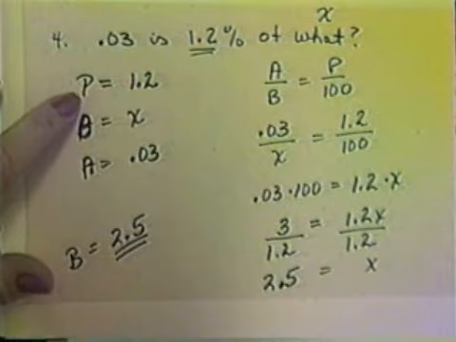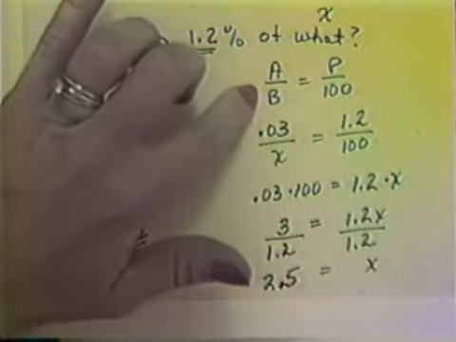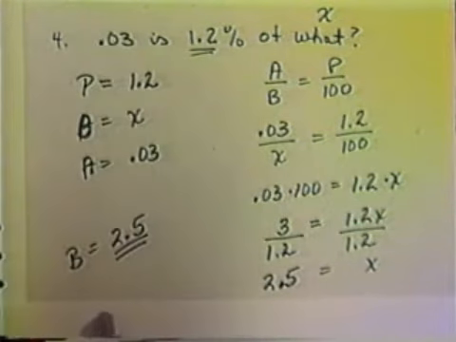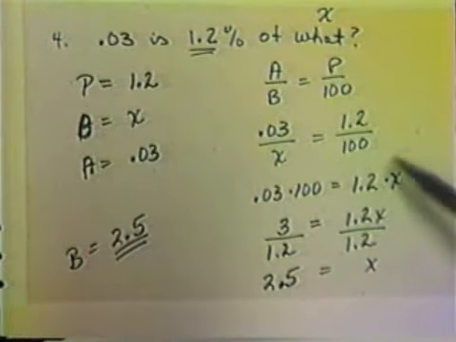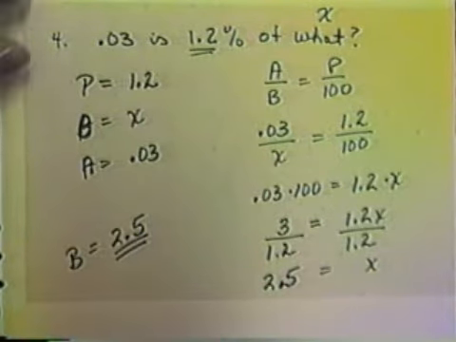Again, identify your percent, your base, and your amount. Substitute it into your formula. And then solve the proportion the way we've always solved the proportion.